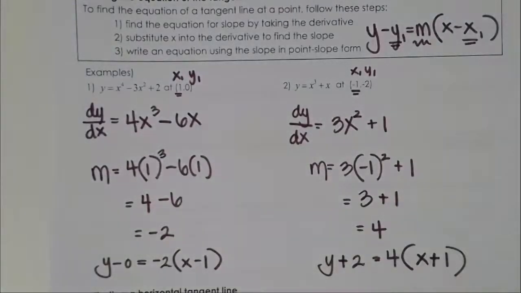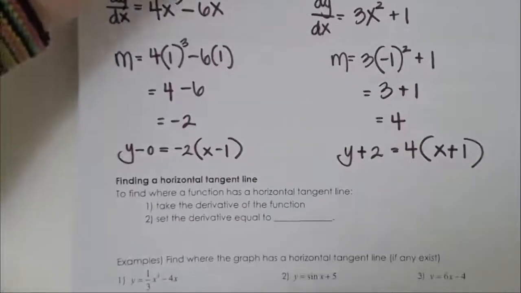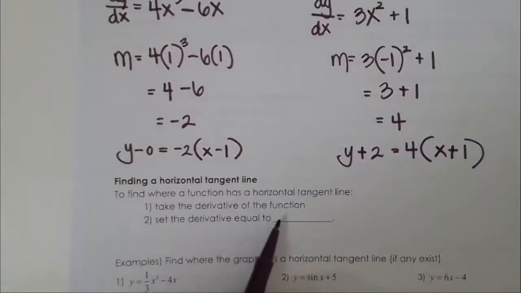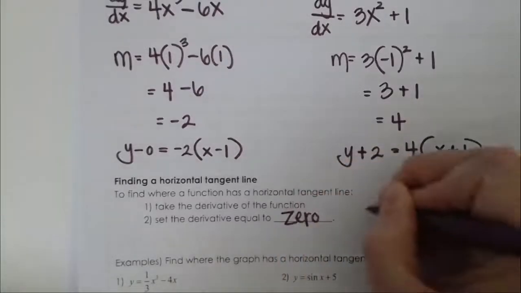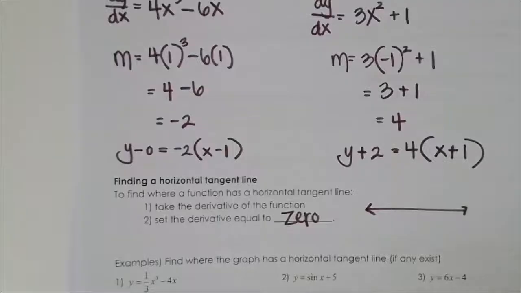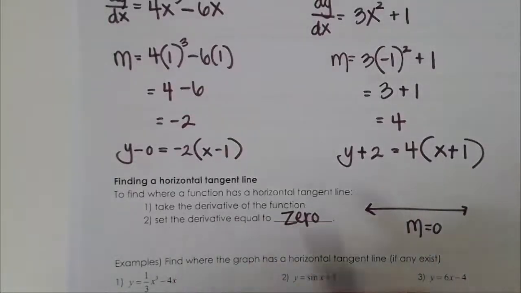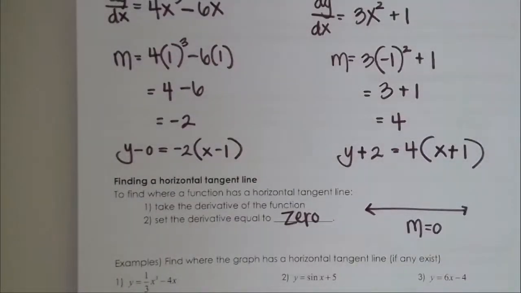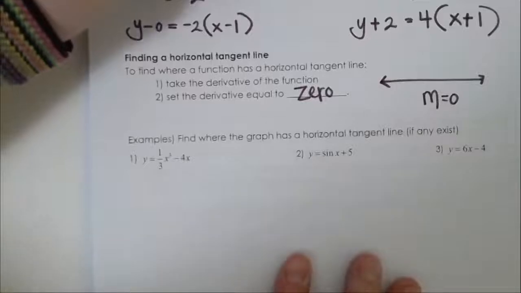Finding horizontal tangent lines is up next. So a couple of steps that we need to look at to find where a function has a horizontal tangent line: take the derivative of the function and set the derivative equal to 0. A horizontal line looks like this right here, and it always has a slope equal to 0. So derivative is slope, so set the derivative equal to 0, and we can find where we want the horizontal tangents to occur. Let's look at this first example.